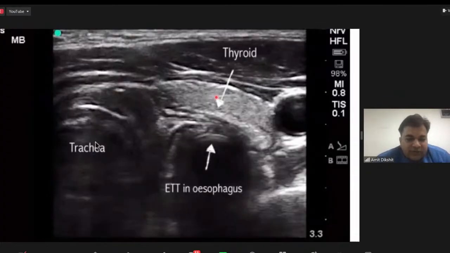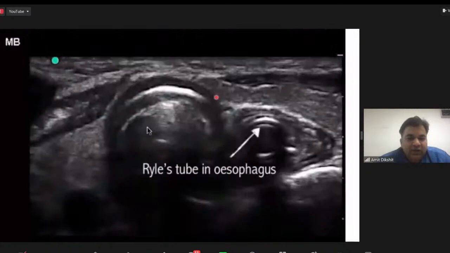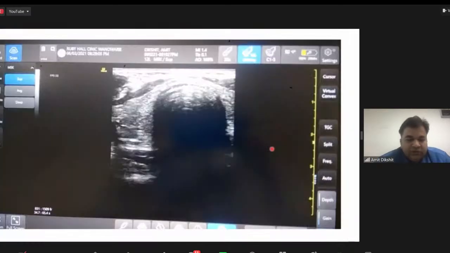If it has gone into the esophagus, I am sure if you have seen it even once, you will realize that you just cannot miss an ET tube in the esophagus. You can clearly see the Ryle's tube also. Sometimes the Ryle's tube is a big challenge in oncosurgery theaters, knowing where it has gone. Just by placing the probe, we are confident that it is correctly in position and you can utilize it for feeding through the Ryle's tube. That's a big challenge, so confirmation is a good idea.